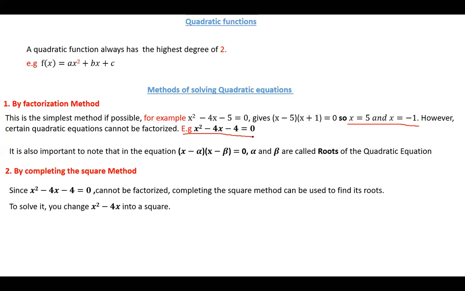So to solve it, you can change x squared minus 4x into a square. What do I mean by this? How do you change this part here into a square? Follow me properly here. This is where a lot of people get confused.